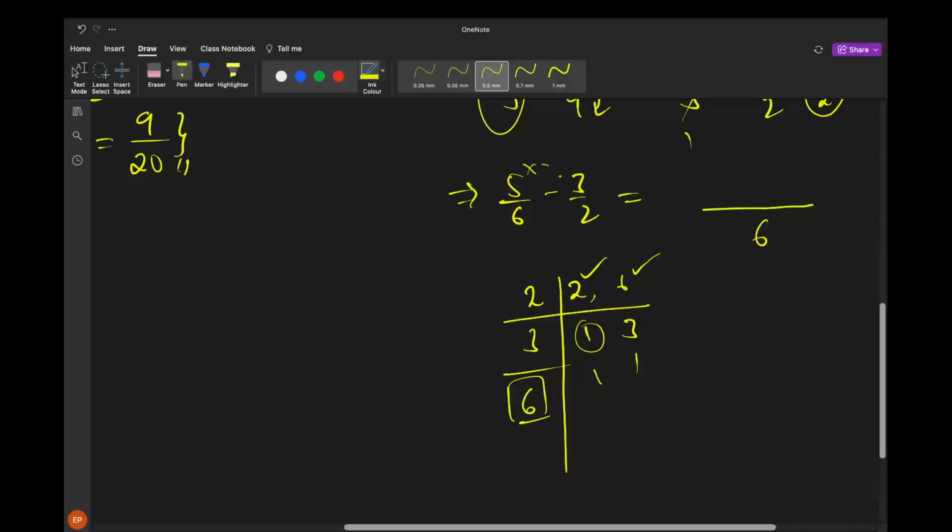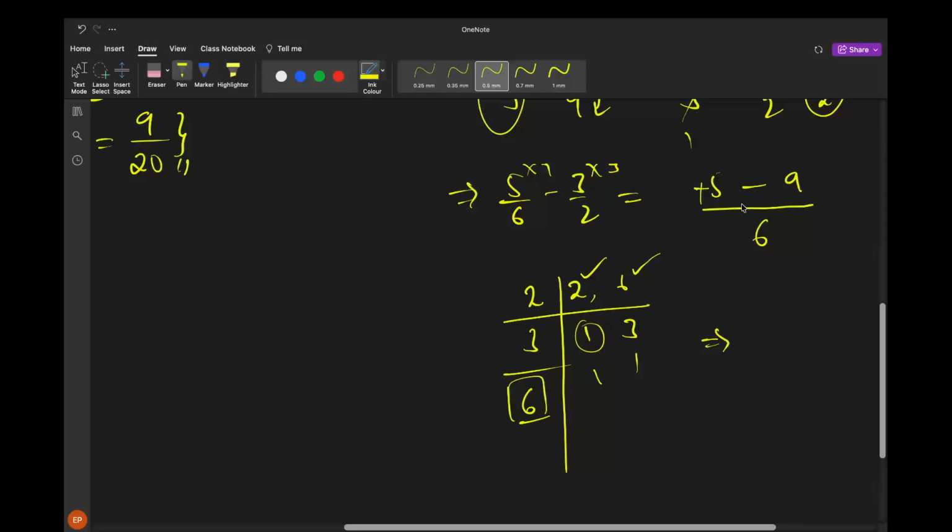6 how many times? 6 ones are 6. 2 how many times? 2 threes are 6. So 5 into 1, 5. Sorry, minus. Let me write it again. 5 minus 3 threes are 9, right? 5 minus 9, as I told in addition and subtraction, this is plus 5, right?